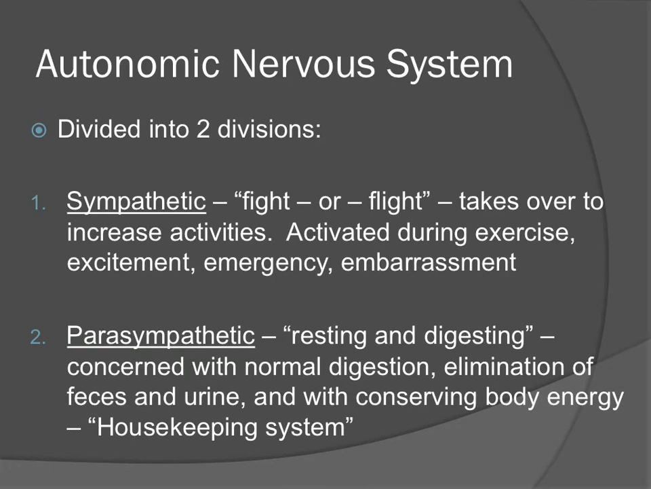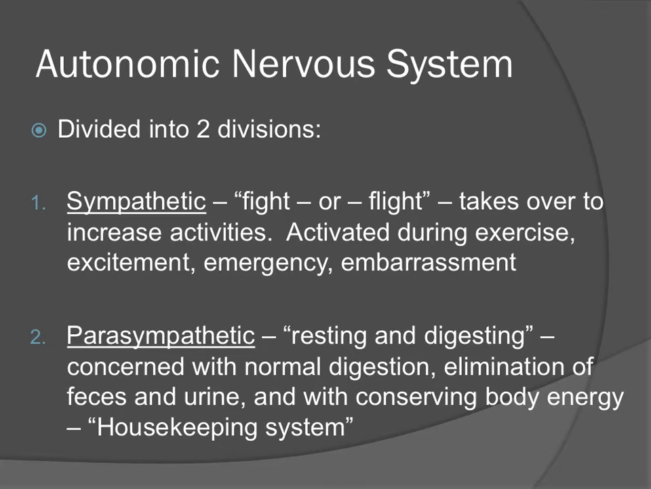The autonomic nervous system is divided into two divisions. We have the sympathetic and the parasympathetic. The sympathetic is your fight or flight. This takes over to increase activities activated during exercise, excitement, emergency, or embarrassment. So this is continuously active to maintain stability, temperature, and pH of your body. It uses nerve pathways in the body to initiate reactions in the body, and the hypothalamus tells the system to kick into gear. The body speeds up, tenses up, and gets alert.